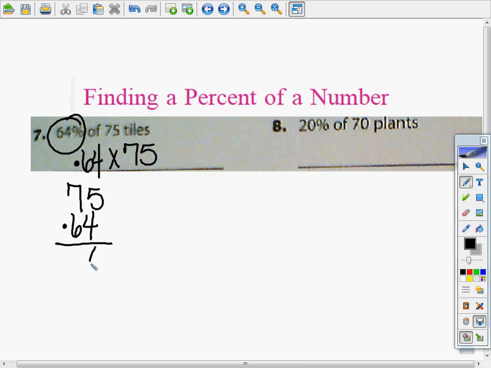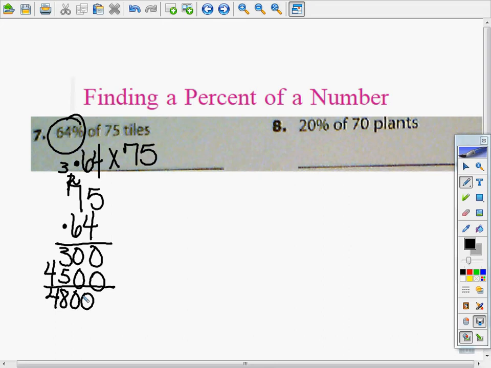4 times 5 is 20. 4 times 7 is 28, plus 2 more is 30. There's that placeholder. 6 times 5 is 30. 6 times 7 is 42, plus 3 more is 45. And when we add that all up, that is what we get.